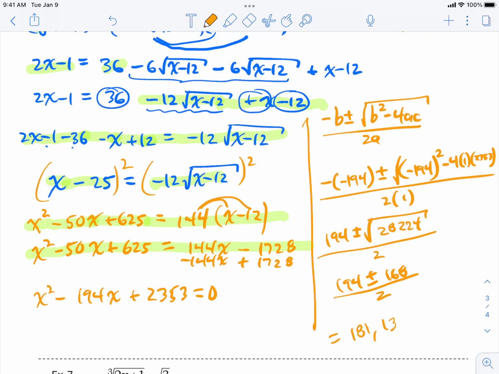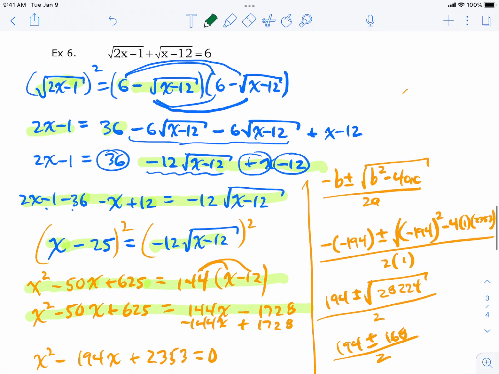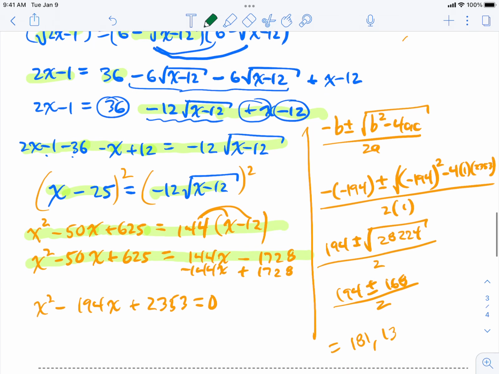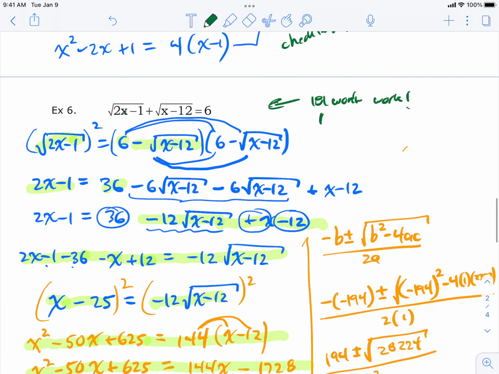You have to check them in the original. I bet you anything 181 won't work. Not in here. You take 2 times 181, you get a big number. You take the square root, it's still big, much bigger than 6, even before you added this part. 181 won't work. But what about the 13? Hopefully the 13 will work.